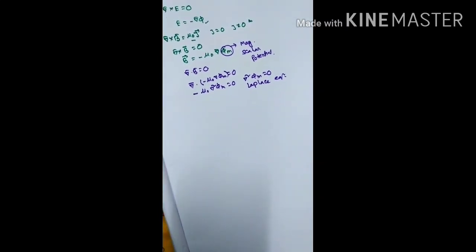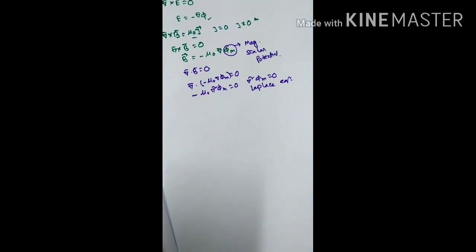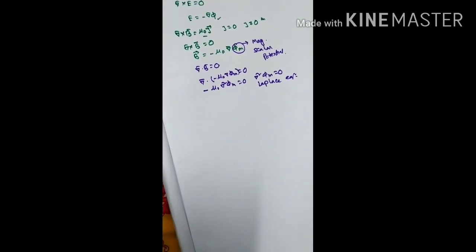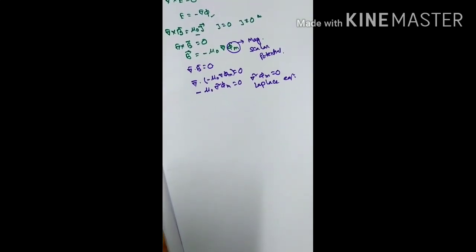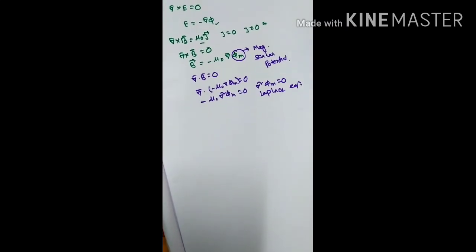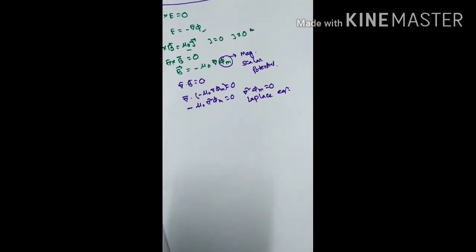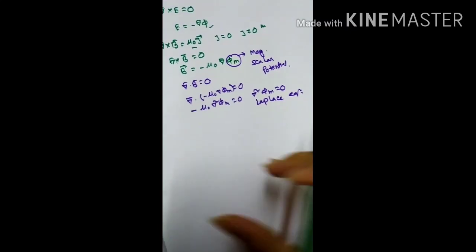Okay, now we will find the expression of this magnetic scalar potential. We can find the magnetic scalar potential in the case of a permanent magnet or a coaxial cable. Now we should find this expression. So how can we find it?